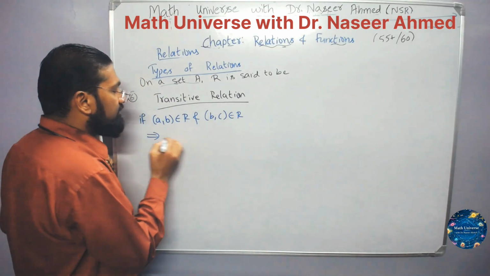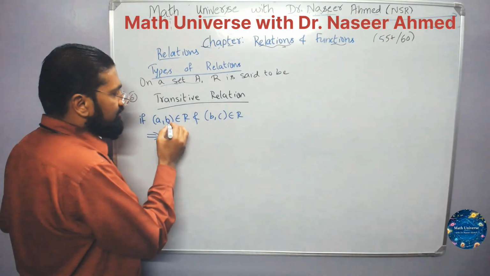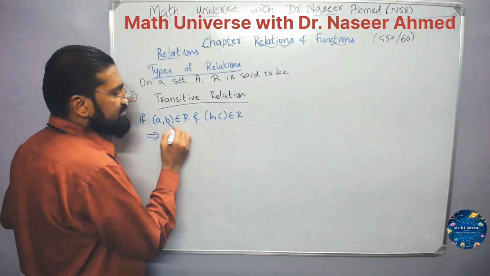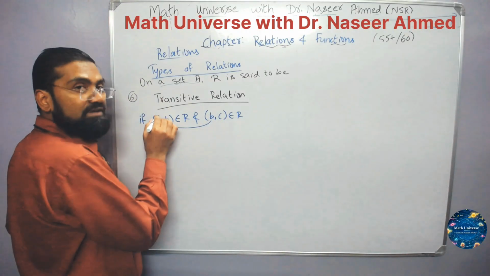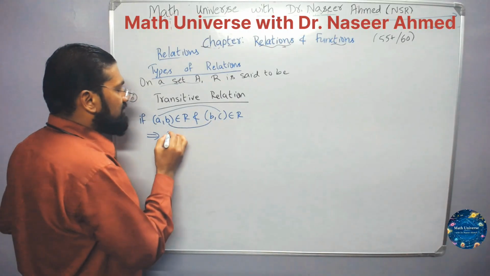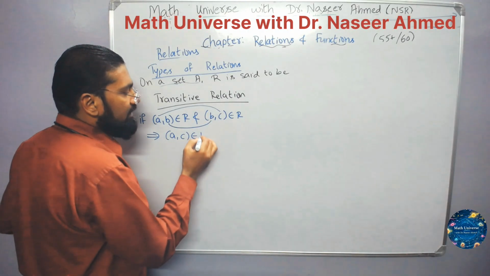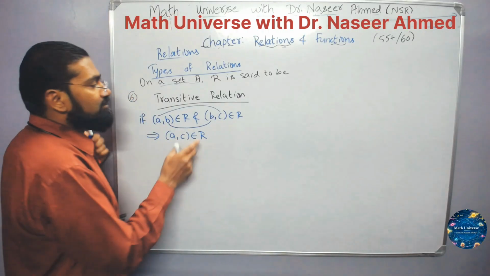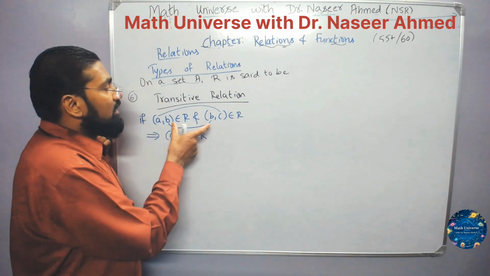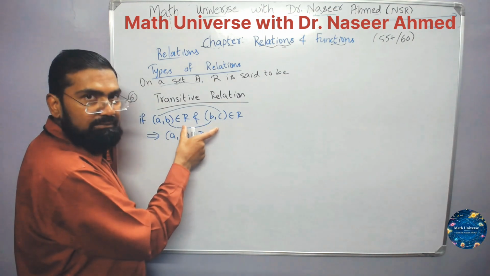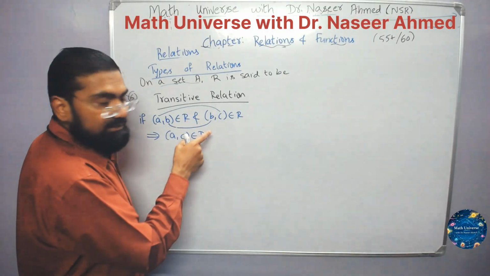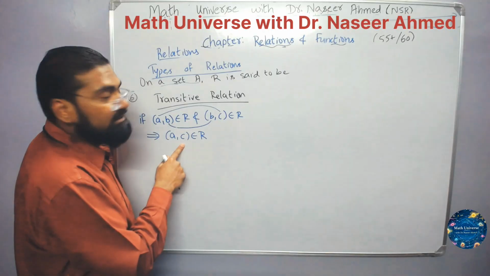This implies, see, (A, B), (B, C). The second element of the first ordered pair and the first element of the second ordered pair are both the same here. Then we are searching for the first element of the first ordered pair and the second element of the second ordered pair. This element should exist, only then we say it is transitive. Let us suppose these two are present but this is not present, then it is not transitive. If the ordered pairs (A, B) and (B, C) are present, but we are not able to find (A, C), that is not transitive.